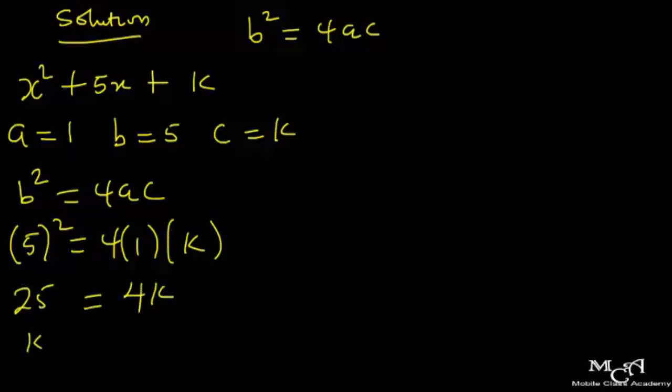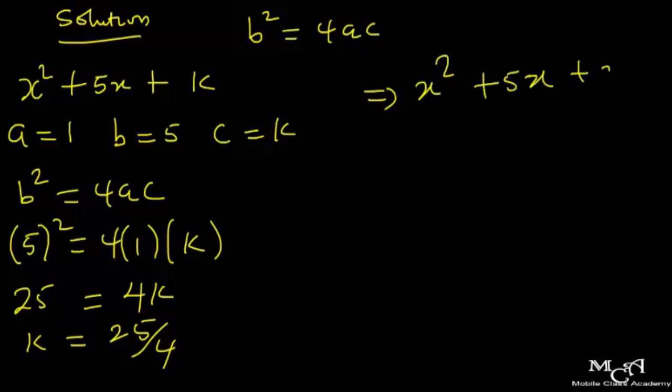So that means k is equal to 25 over 4. This implies that the expression becomes x squared plus 5x plus 25 over 4. So this is what must be added to the expression to make it a perfect square. I believe you understand what I've just done. This is the simplest formula you can actually use, even in JAMB and WAEC. It's going to help you.